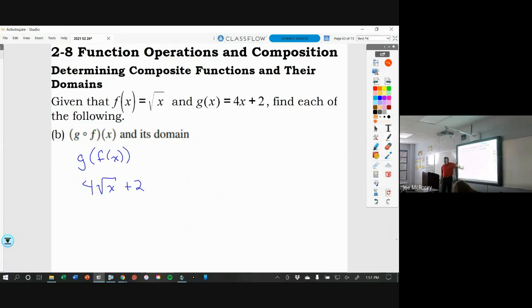Do we have any restrictions on our domain? Yes. Where's the problem? Whatever is inside the radical must be greater than or equal to 0. Simplify that. Okay, we're done. Write it in interval notation. We will start at 0 and go to infinity. And that's all there is to that problem.